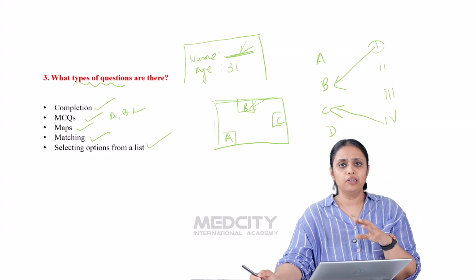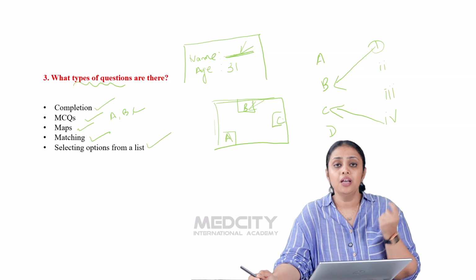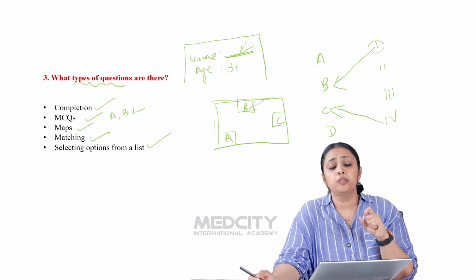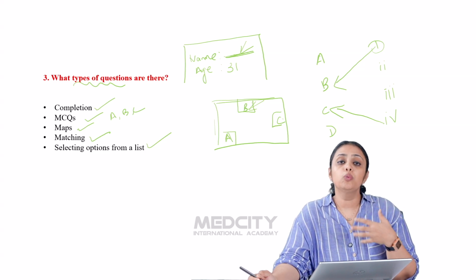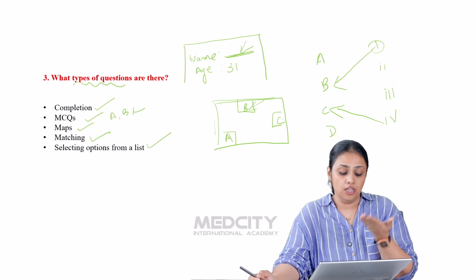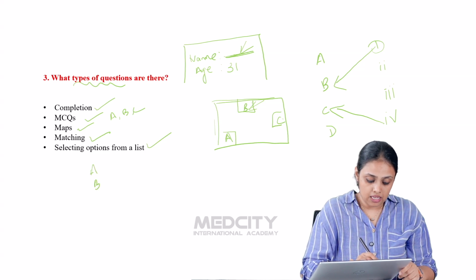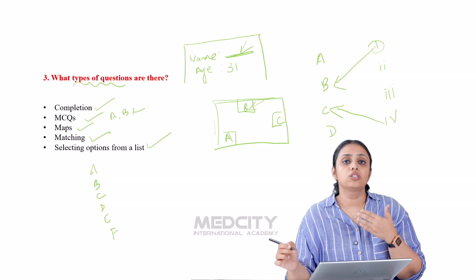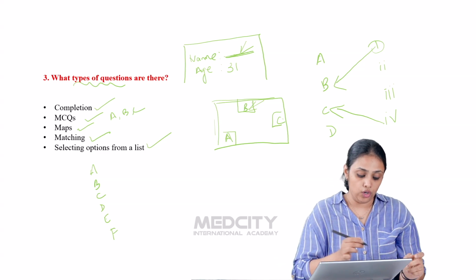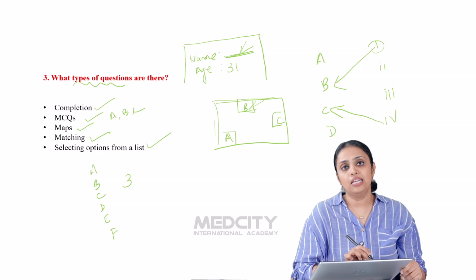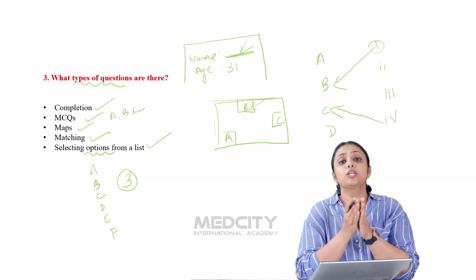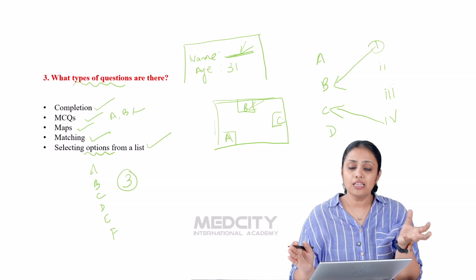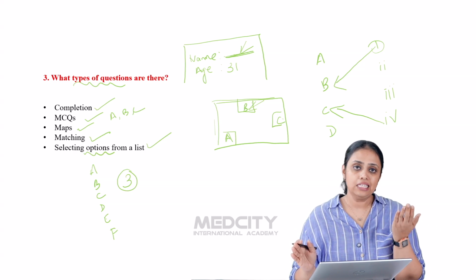Then selecting options from a list. It's more or less a multiple choice question, but unlike the standard multiple choice question wherein you select the most appropriate option, here you will be asked to select more than one right answer. You would be given a list from A, B, C, D, E, F, and maybe you are asked to select 3 things that you hear from the audio, which means that you have to select 3 right answers. That's what we mean by selecting options from a list, not one option, but options from a given list. So these are the kind of questions that you get in your IELTS listening test.